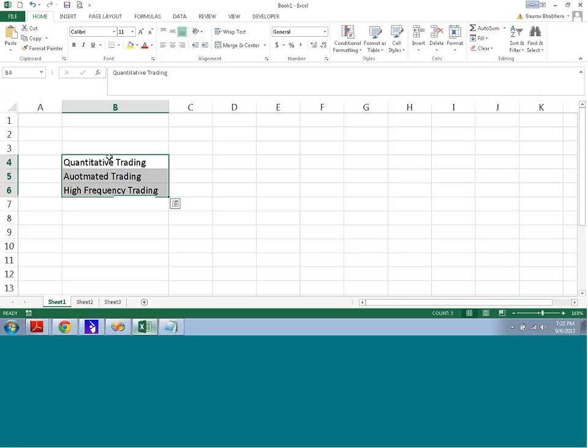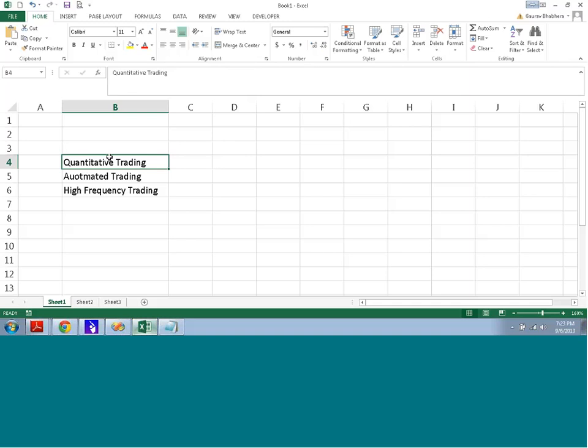Alright, so we are going through these three terms: quantitative, automated, and high frequency trading. I explained what fundamental trading is, and then there is technical trading, where people use previous price patterns to forecast future returns. Now the third type, quantitative trading, is totally based on statistical analysis of the data. Many times people wonder what the difference is between technical trading and quantitative trading when both rely on historical data.